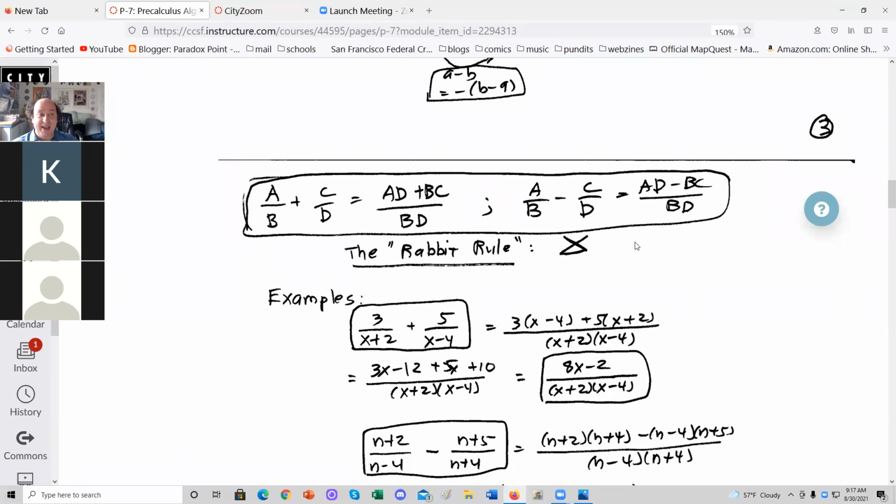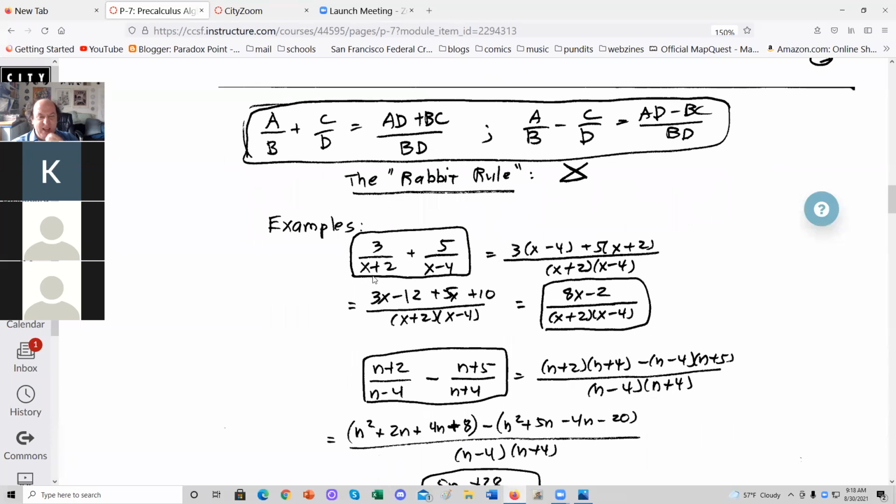There were various possibilities. The TV rule, but nobody uses TV rabbit antennas anymore. The TP rule, well, but okay, rabbit rule 1 because of the rabbit ears here, and also because it's alliterative, rabbit rule. Okay, so 3 over x plus 2 plus 5 over x minus 4. So it's 3 times x plus 4 plus 5 times x plus 2 over x plus 2 times x minus 4.